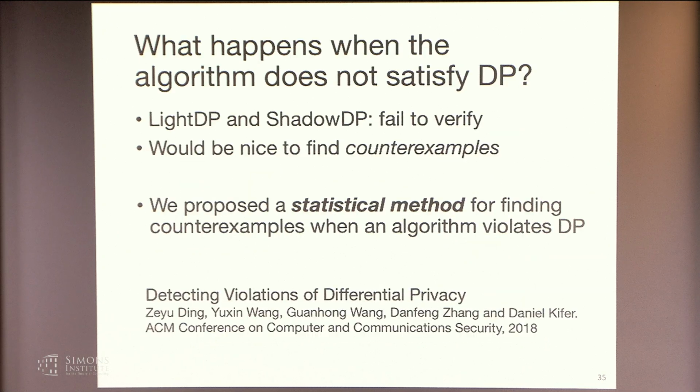Due to the lack of time, I will not describe another work happening at Penn State. The idea is that it's great if you can verify this code, but what if the code is wrong, buggy in the first place? It would be ideal to find some counterexamples from the believed differentially private algorithm and show that it's actually not differentially private. So we proposed a statistical method of finding counterexamples when the algorithm violates differential privacy.